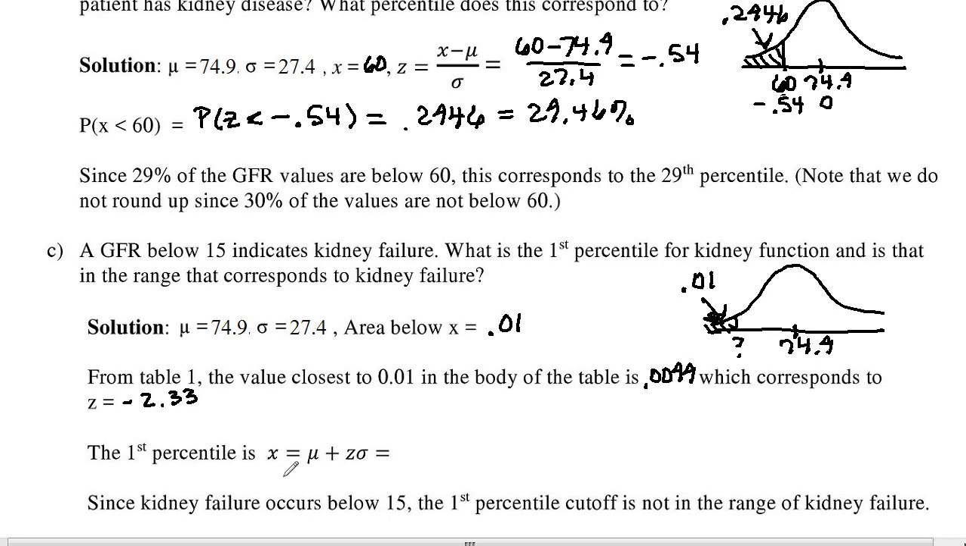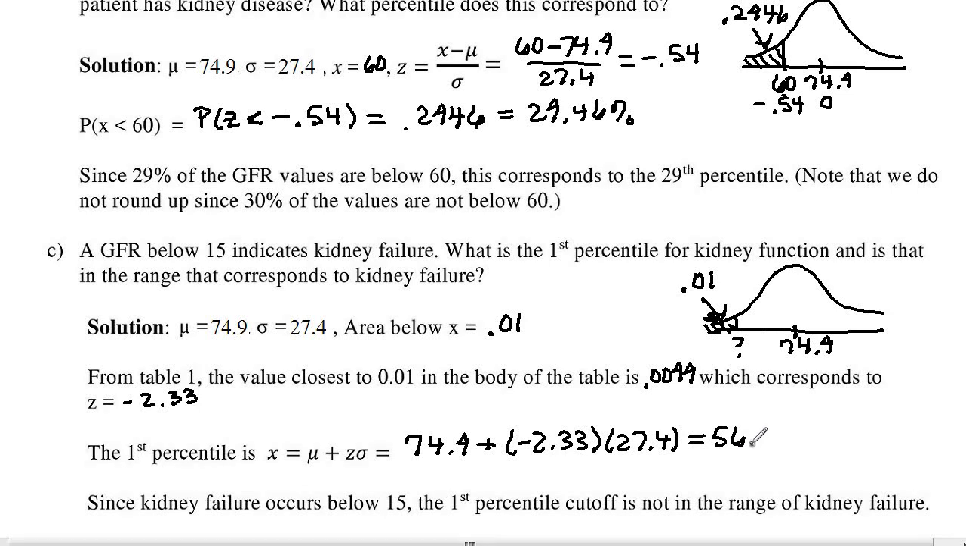And then the first percentile, the x value that goes with it, this formula is in your book. It's the mean plus the z-value times the standard deviation. So our mean is 74.9, plus our z-value of negative 2.33, times the standard deviation 27.4, and then you plug this into your calculator and compute. And if you do that, you will get 56.2.